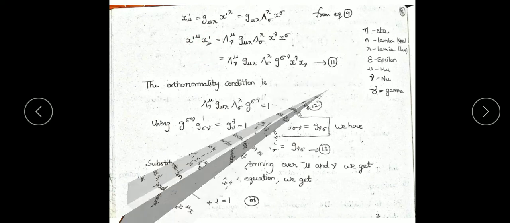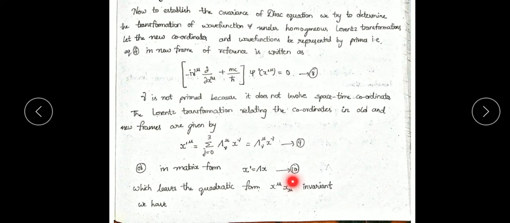Next, x dash lambda, as we have seen previously in equation 9, is nothing but equal to a lambda sigma x sigma. This is from the definition of tensors and this is from equation 9. So we would have x dash lambda in place of x dash lambda. Now what we need to do is x dash mu into x mu. As it is said here, this x mu x nu, that is the contra and covariant product, is invariant. So that one we are checking now.